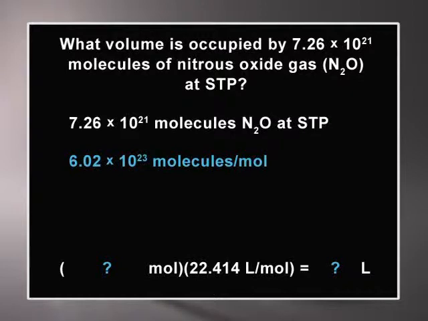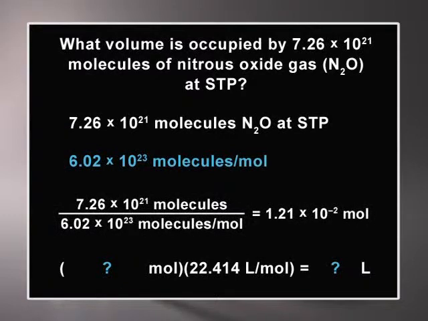In fact, if I wanted to compare these two numbers, I might be able to see that I have less than a mole, although this comparison is a bit more difficult since we're dealing with exponential numbers. So 7.26 times 10 to the 21st molecules divided by 6.02 times 10 to the 23rd molecules per mole means that I have 0.0121 or 1.21 times 10 to the minus second moles of N2O gas.